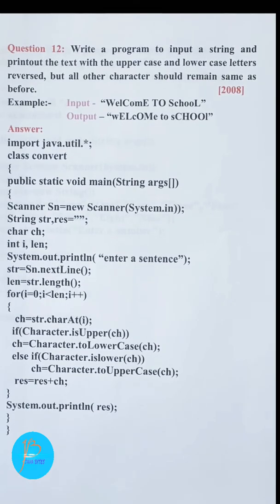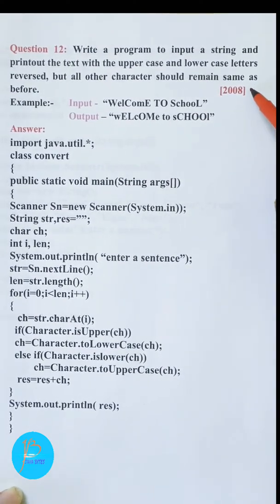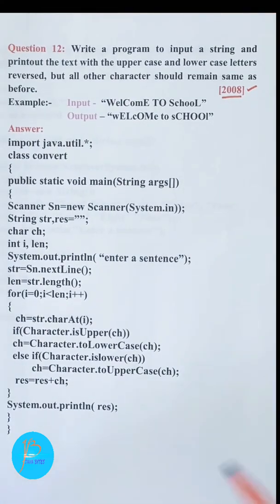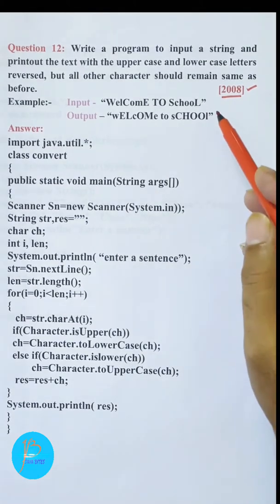Now children, we are going to perform a few general programs. For example, we can see question number 12 here in the sheet. This program has appeared in the board examination as well, in the year 2008, as it is marked here also. So see what the program says. It says: write a program to input a string and print out the text with uppercase and lowercase letters reversed, but all the other characters should remain the same as before. And then one example is also given.